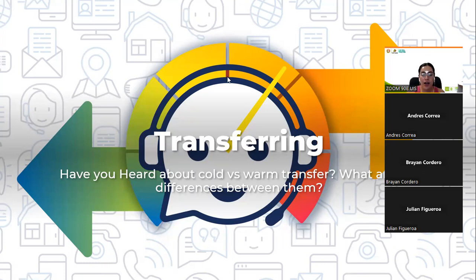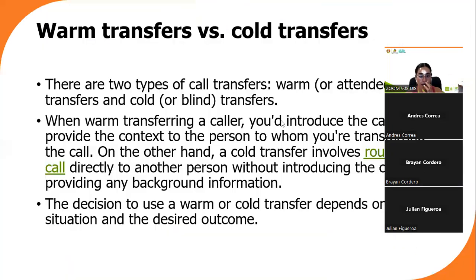So let's clarify what are the differences between cold transfer and warm transfer. Okay. Let's take a look. Help me read, please. Jean-Claude, all right, can you start reading these short paragraphs, please? Okay, teacher.